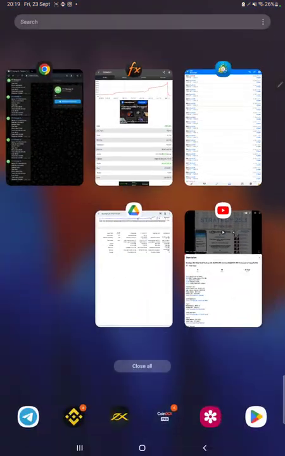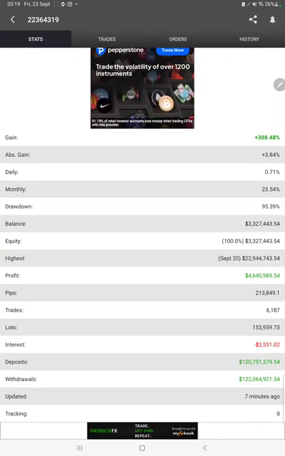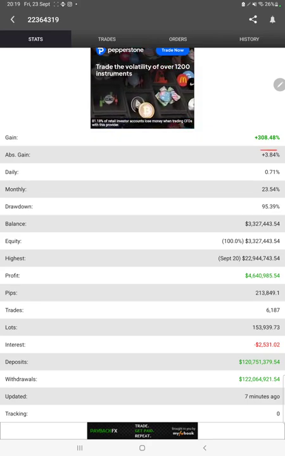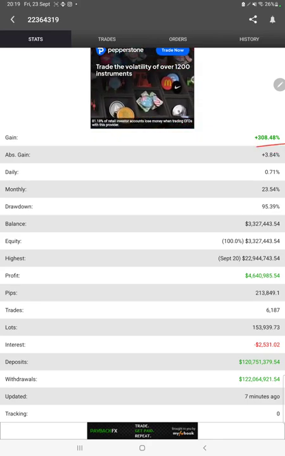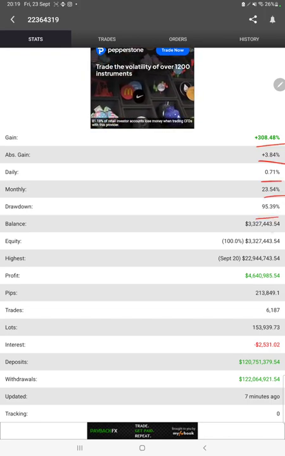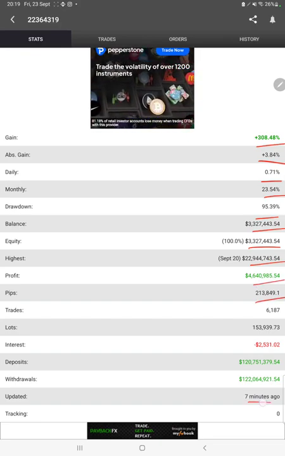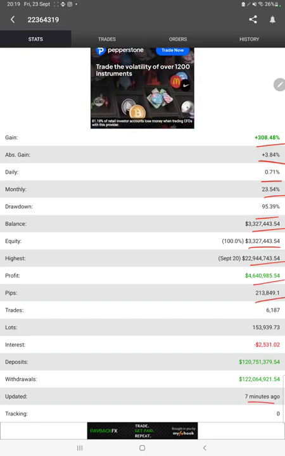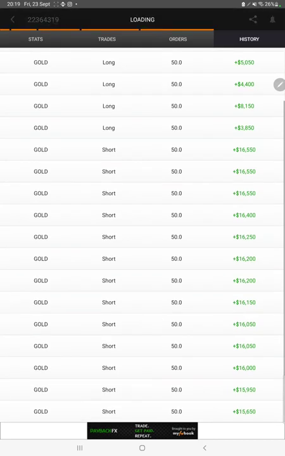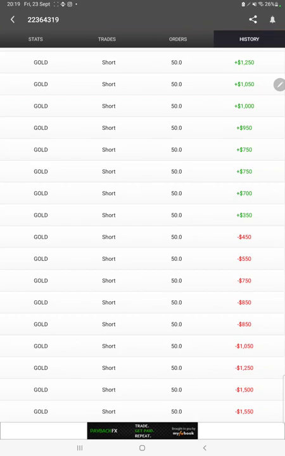Also, the MyFxBook statistics are available, so as per the connection with this strategy we can check how much is the total percentage of gain, absolute gain, daily return, monthly return, drawdown, current balance, equity, and profit pips that we have achieved, and it was updated 7 minutes ago. We can also see the live open trades, verify the pending orders, and in history we can see how much profit and loss we have made, and how much lot size we have traded.